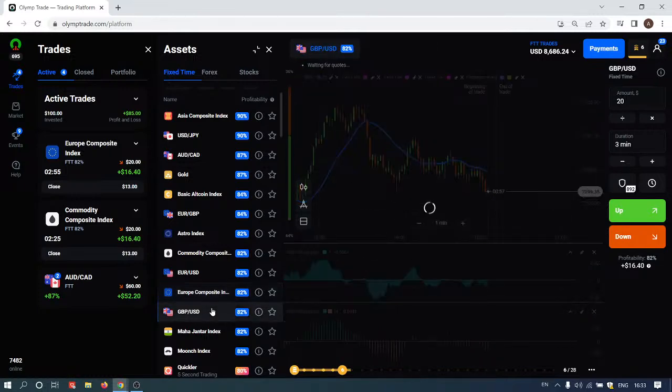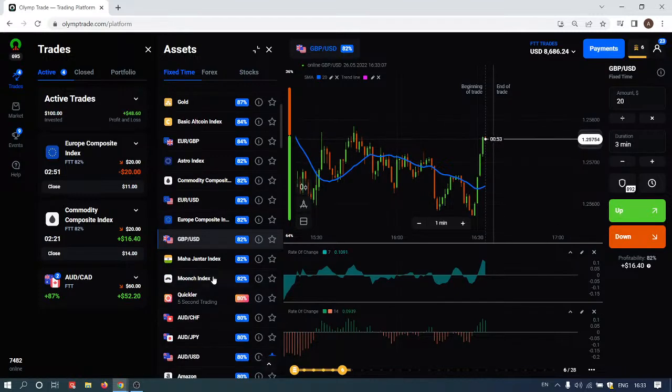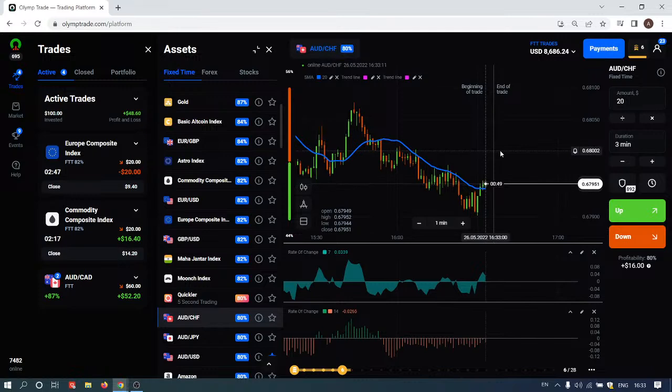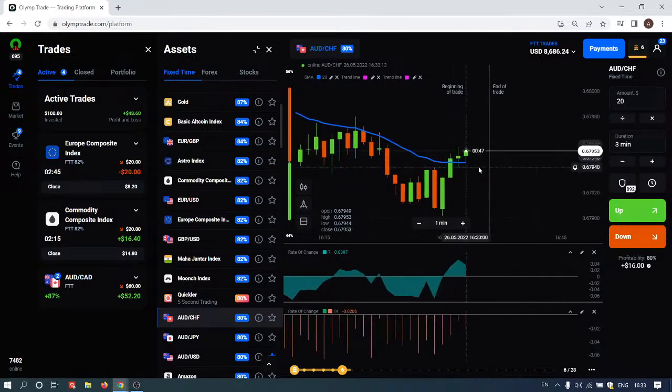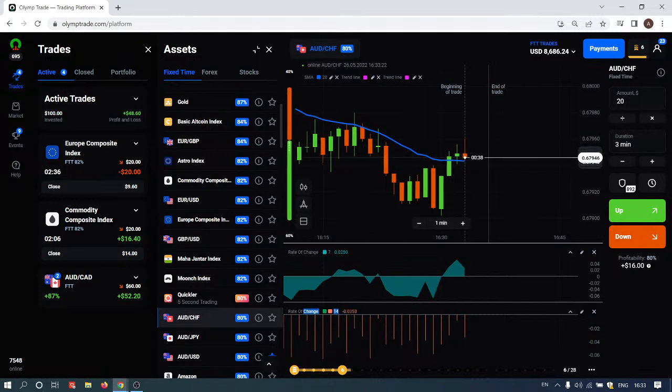And so another trade here on Europe Composite Index in the downwards direction. Right, so almost here. The signal is almost there. Just waiting for the 14 ROC.